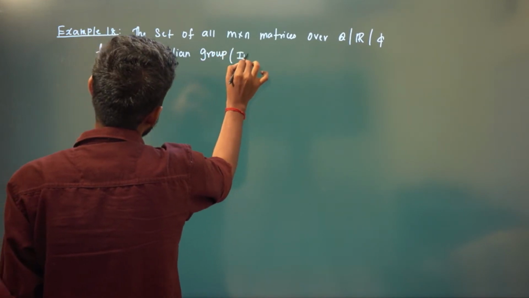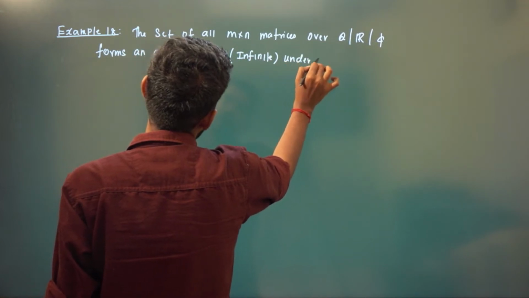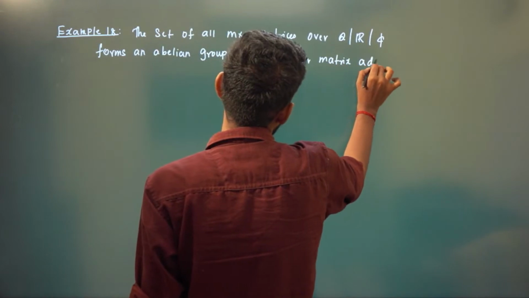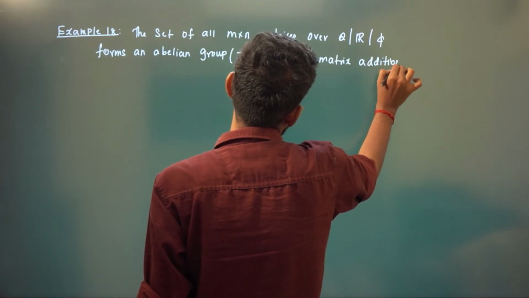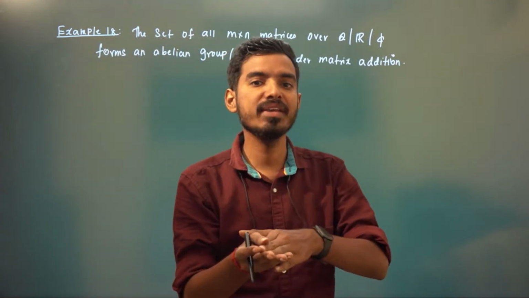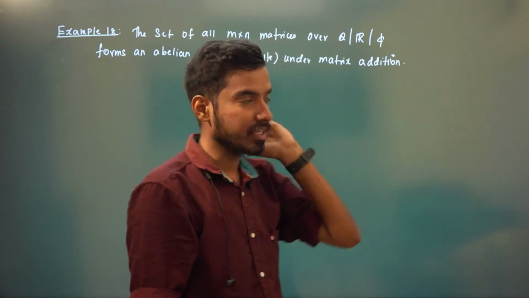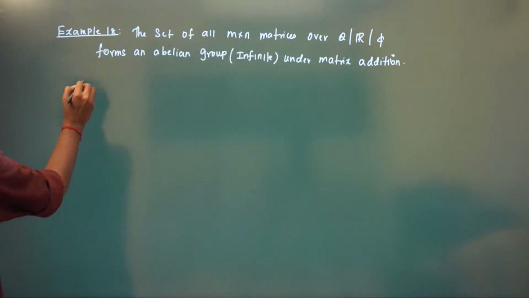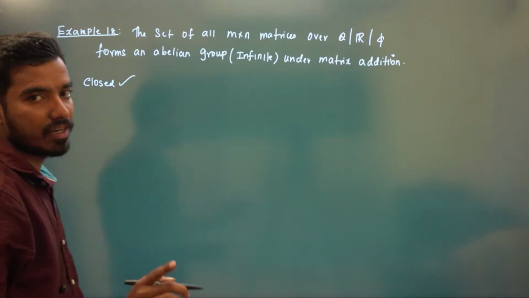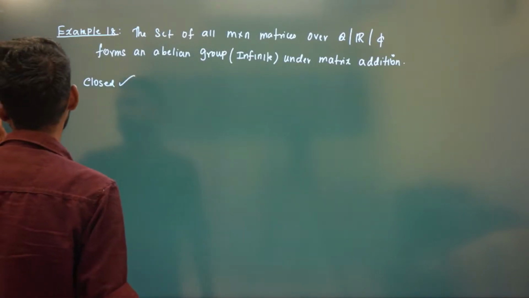This is an infinite abelian group under matrix addition. The operation is matrix addition, right? Whenever you have two matrices, A star B is A plus B, and A plus B is nothing but the usual addition of matrices, right? So you can easily prove this. It is closed, right? Because the sum of two matrices is again a matrix. Sorry, this is for n by n matrices.